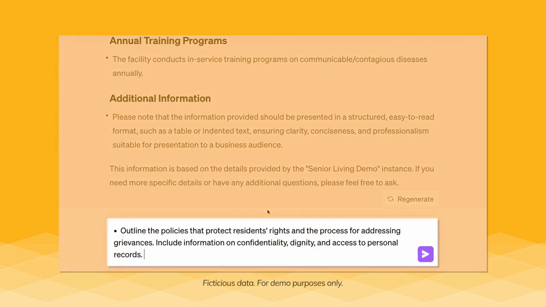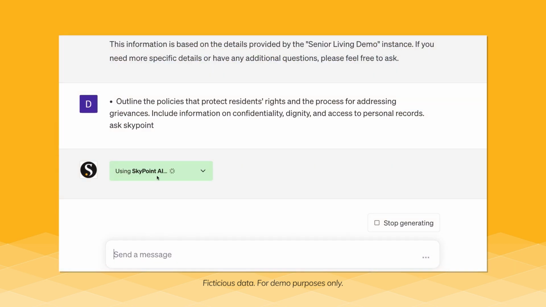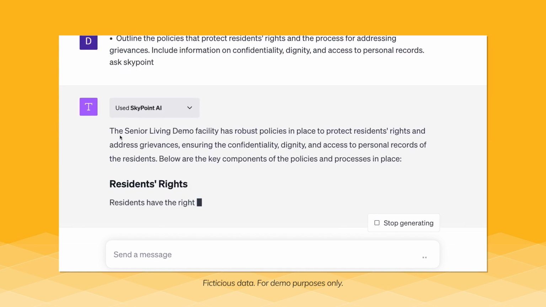What about our internal policies to protect resident rights and addressing grievances? So this is a question that your staff might want to ask or have questions about. So it's using Skypoint to once again query the database with this specific question, grounding it in context. The name of our facility in this case is the Senior Living Demo.